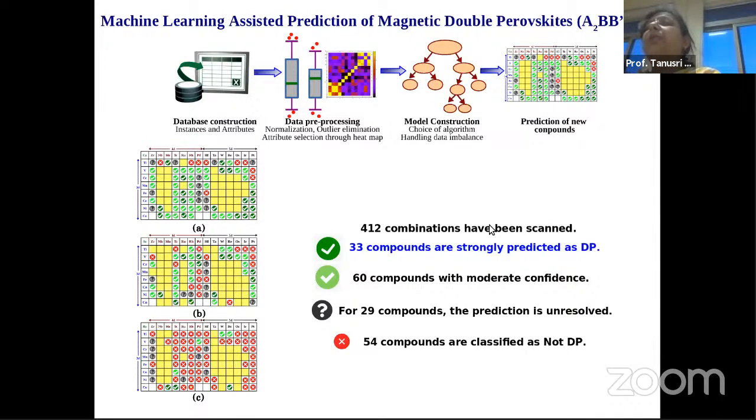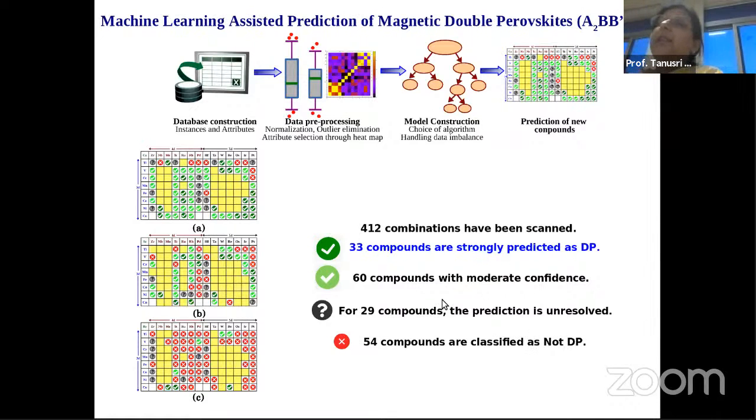So for sure, we can say that these 33 compounds, if made, will be double perovskite; they can be synthesized. For 60 compounds, our confidence level is low. We also said for certain that 54 compounds cannot be made. For 29, our method failed.